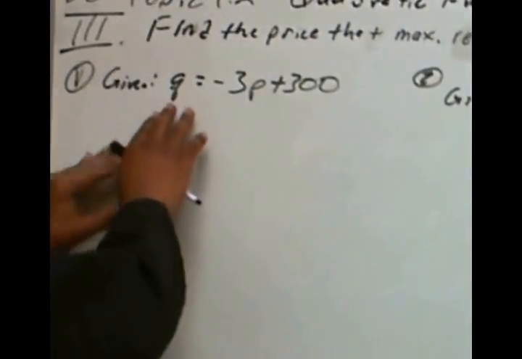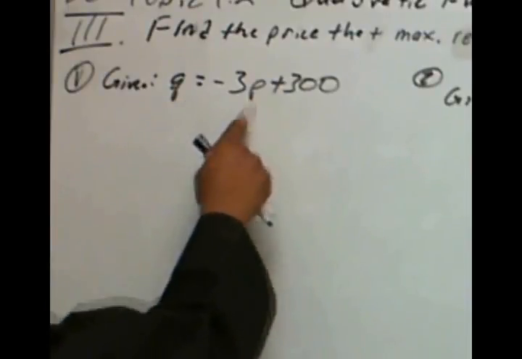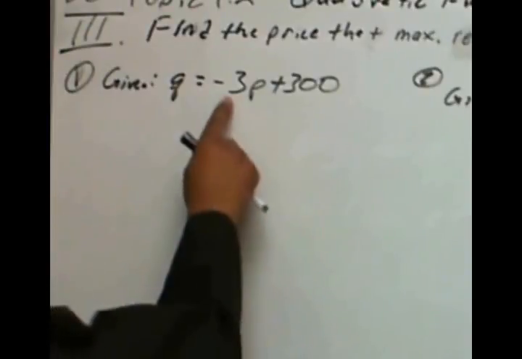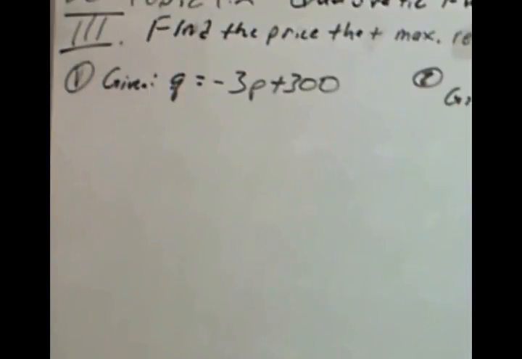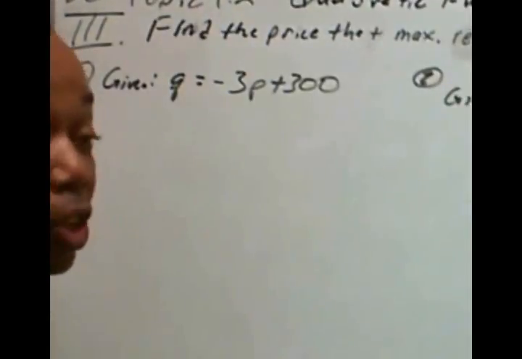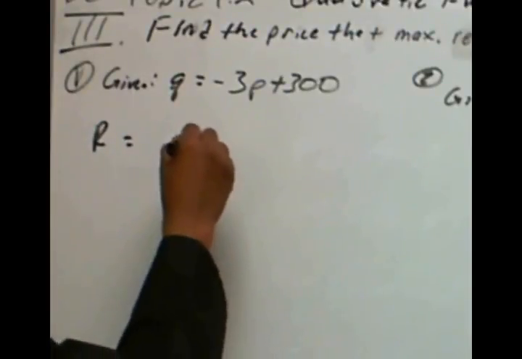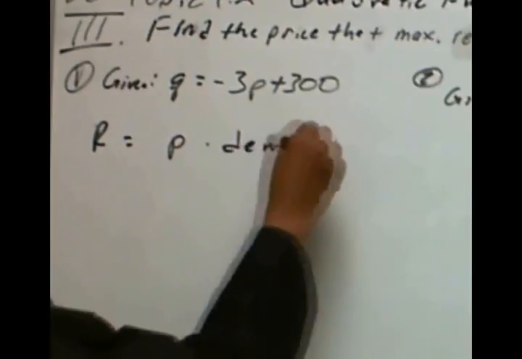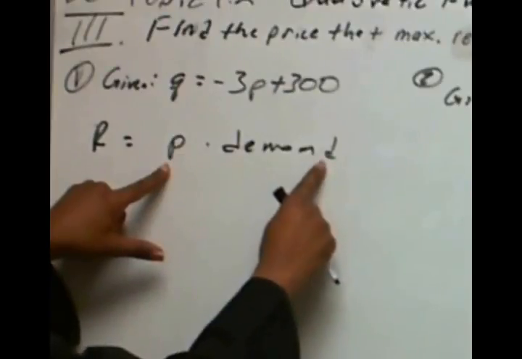Okay, we're given that Q equals negative 3P plus 300. Well, this I know is a demand function because items is the output and price is the input. So when I see price input, output items, and a negative slope, I know that I'm dealing with a demand function. Okay, so to find the revenue function, a revenue function is made out of price being multiplied by the demand. So this has to be memorized, that revenue is made out of price multiplied by demand.